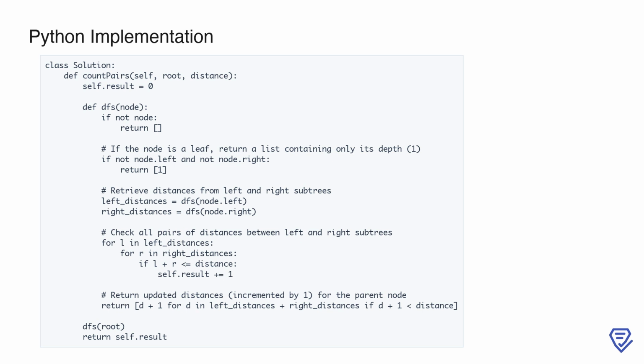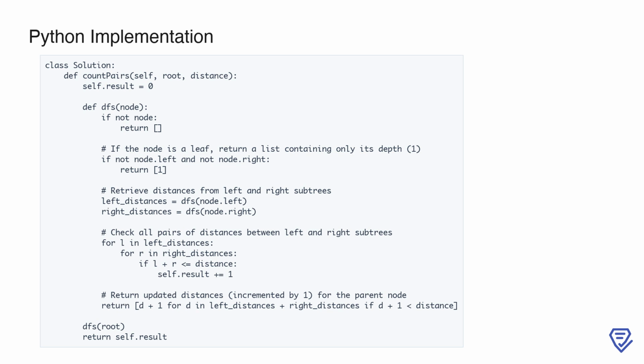3. Pair checking. It iterates over all pairs of distances from the left and right subtrees and checks if their sum is less than or equal to the given distance. If the condition is satisfied, it increments the result counter. 4. Return statement. The function returns a list of updated distances by incrementing each distance by 1, to account for moving one level up in the tree. It filters out distances that exceed the given distance since they are no longer relevant for further computations. Finally, the countPairs method calls the DFS function on the root node and returns the total count of good leaf node pairs. This approach efficiently computes the result in O(n) time, where n is the number of nodes in the binary tree.